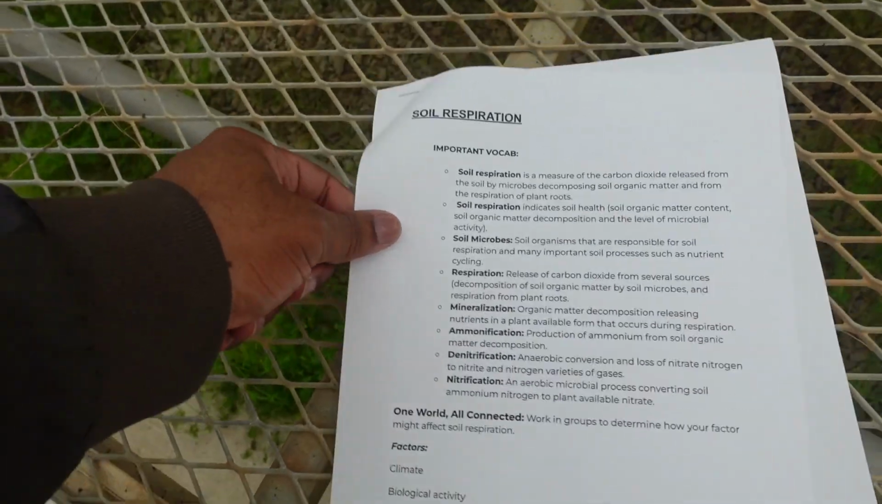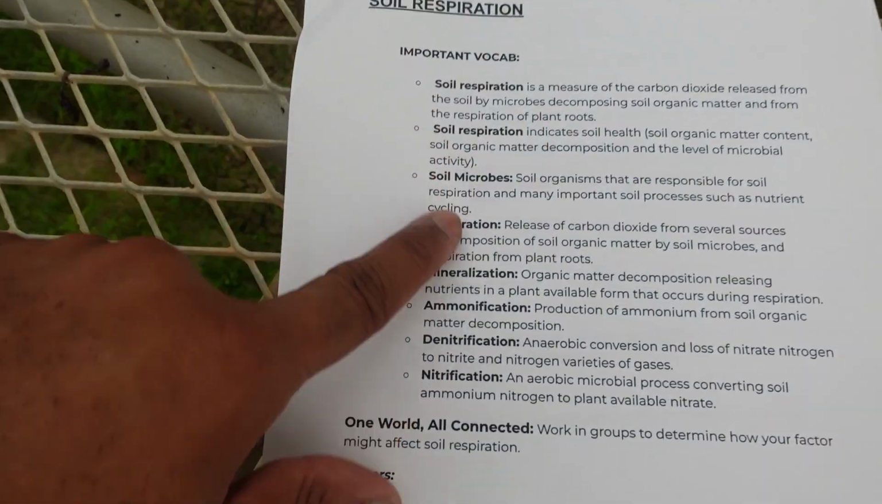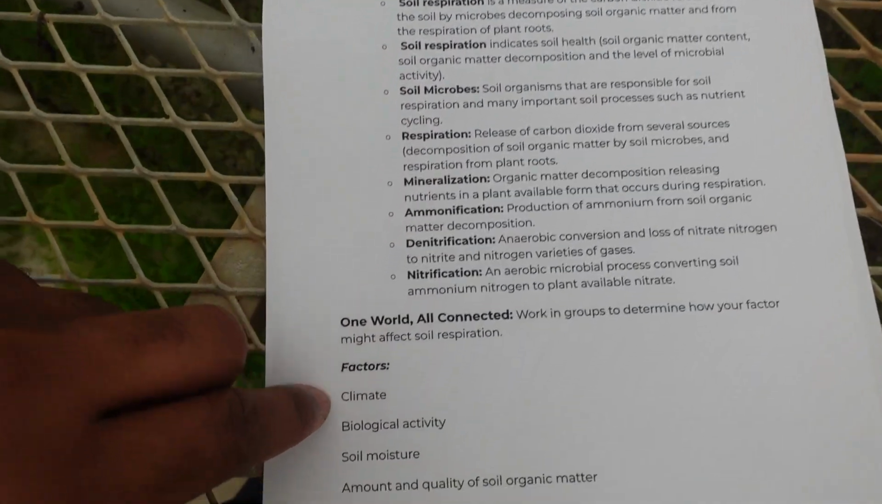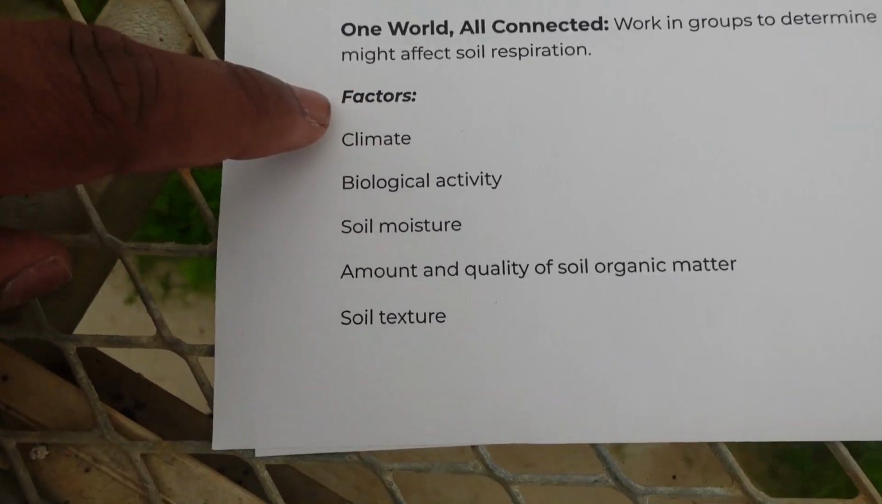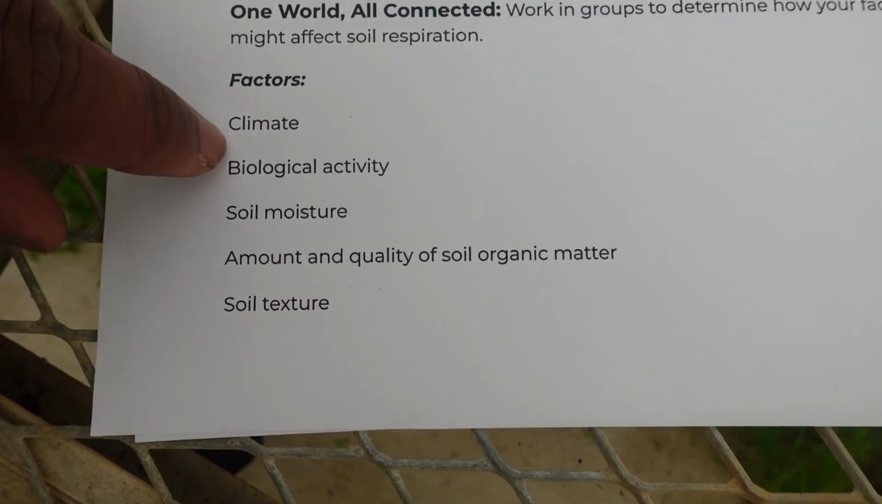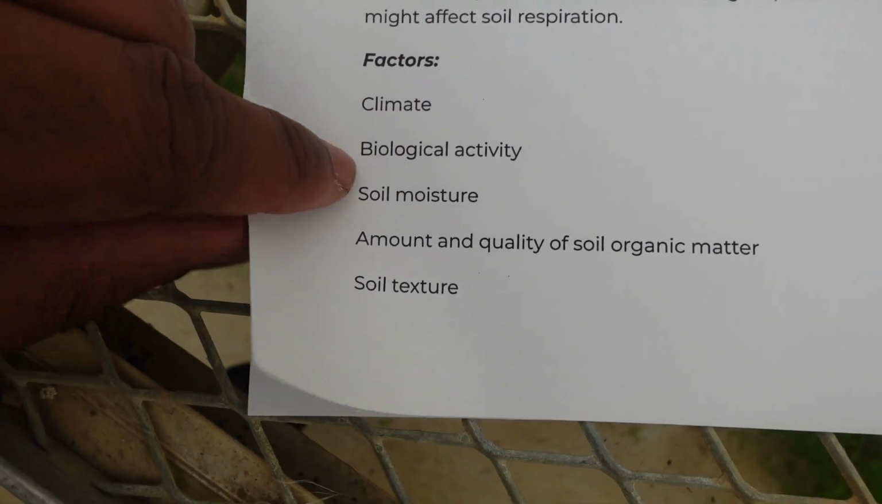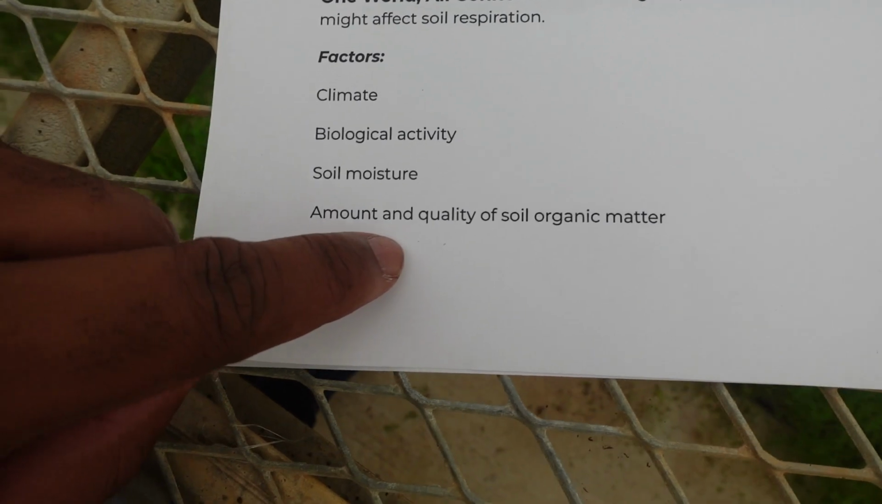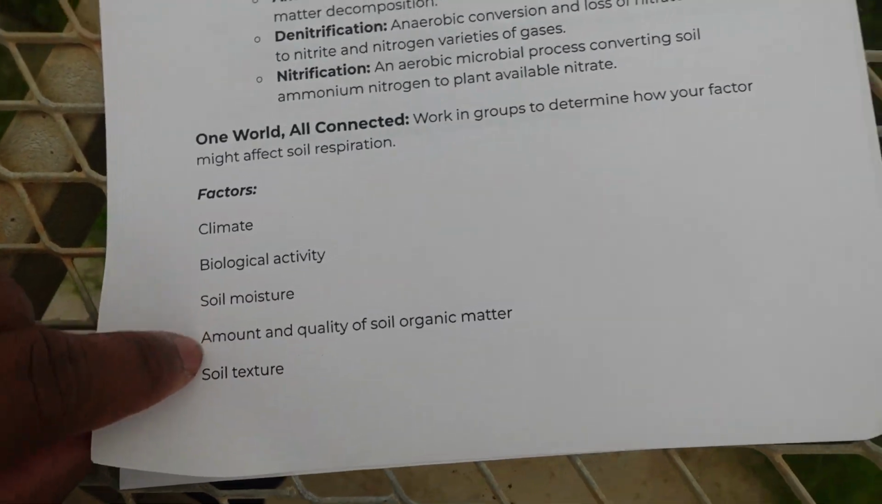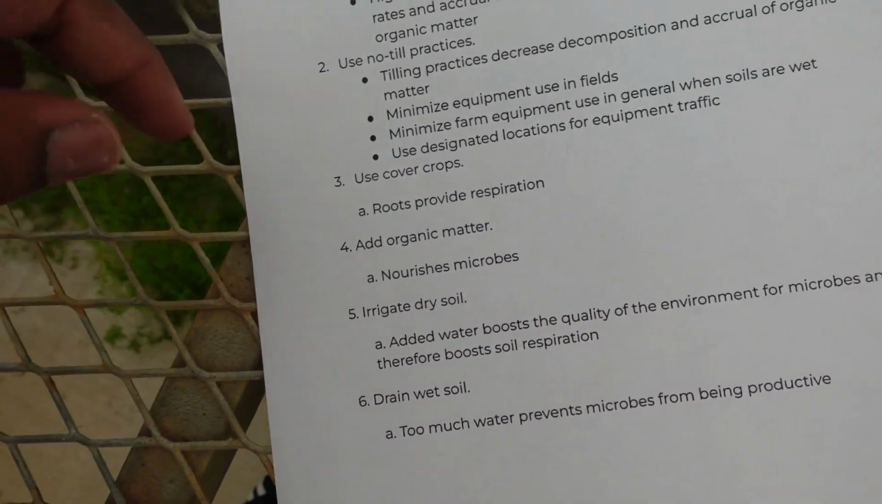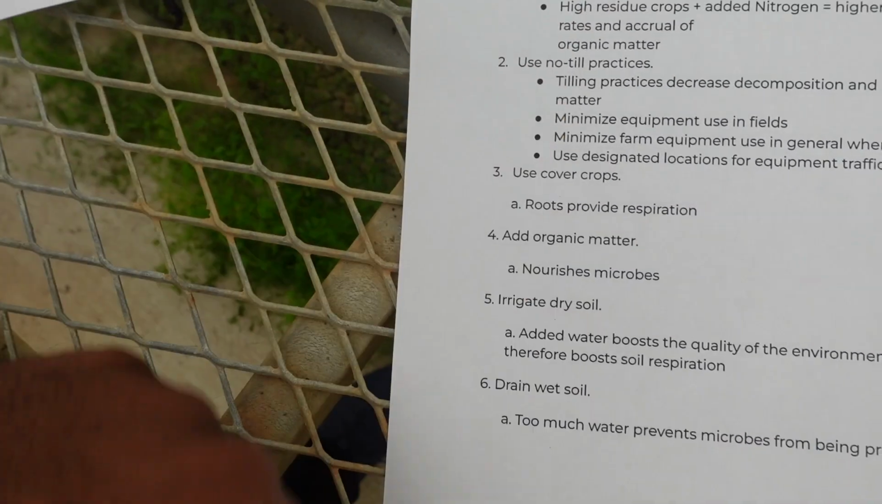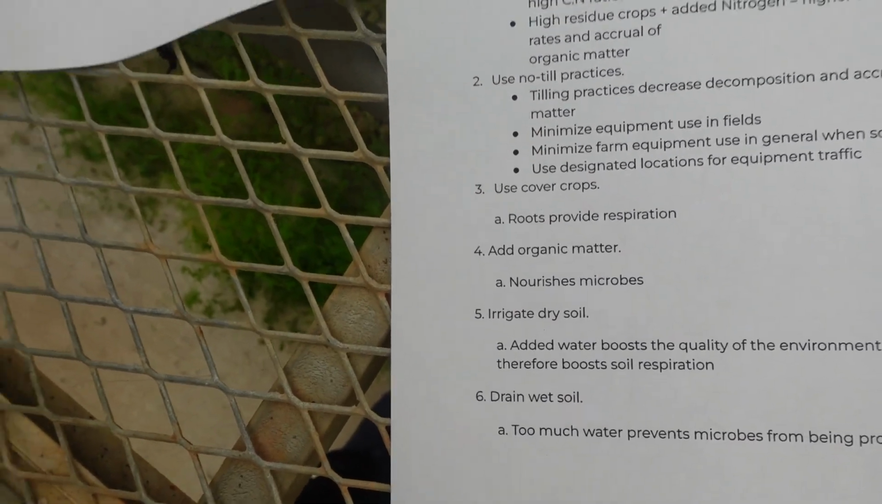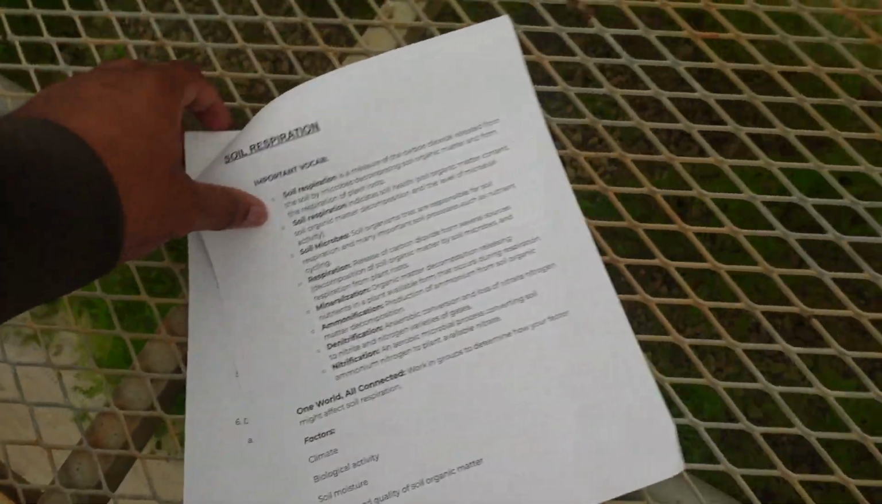And so this is the lesson for today. We had a lot of different vocabulary. We had a discussion piece where the students were split up, discussing how climate, biological activity, soil moisture, amount and quality of organic matter, and soil texture affect soil respiration. And then we just discussed soil respiration management practices.